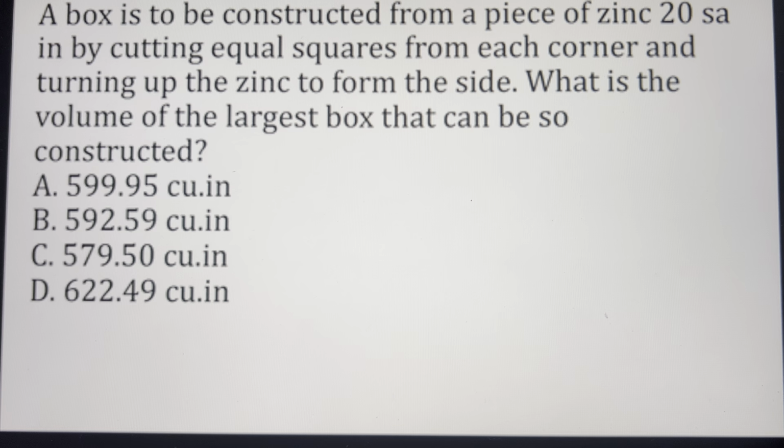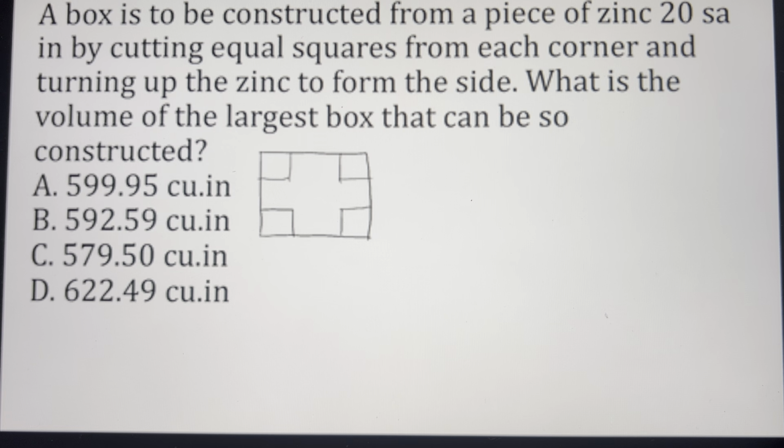A box is to be constructed from a piece of zinc 20 inches by cutting equal squares from each corner and turning up the zinc to form the side. What is the volume of the largest box that can be constructed? So let's say this is our original square. Then we want to cut equal squares on each corner.